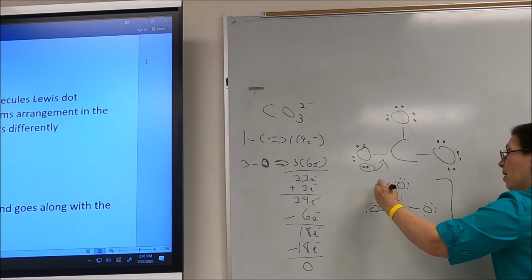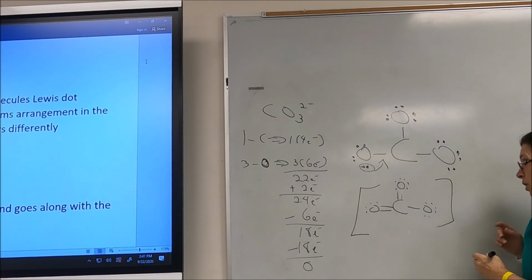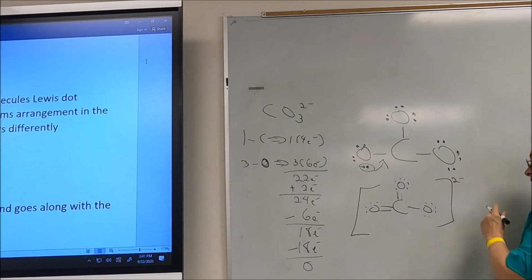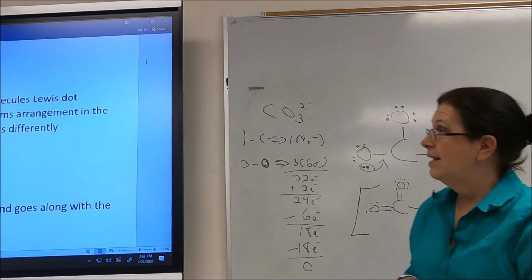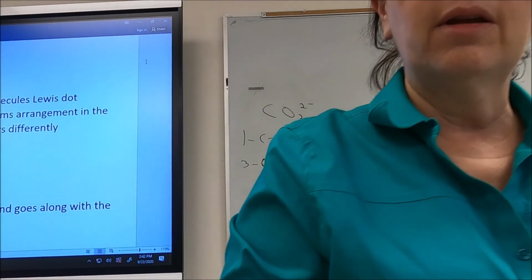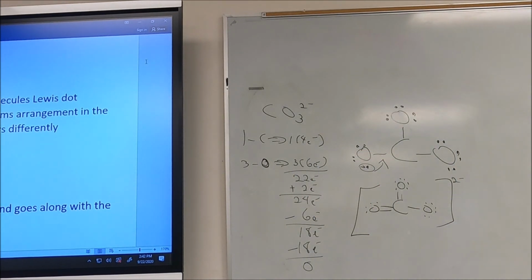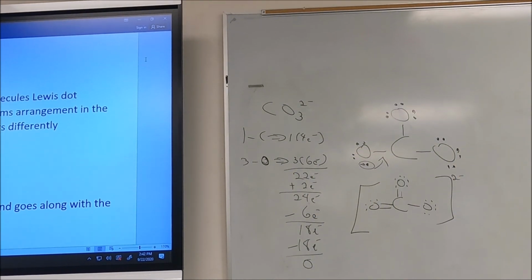Now because this is a polyatomic ion, when we're done, we're going to put brackets around it and we're going to put that 2 minus charge outside. So that when somebody looks at it, they know that we're looking at a Lewis dot structure for a polyatomic ion. Okay? So that's important. All right, guys, I'm going to stop right there for lecture number 1 in chapter 5.